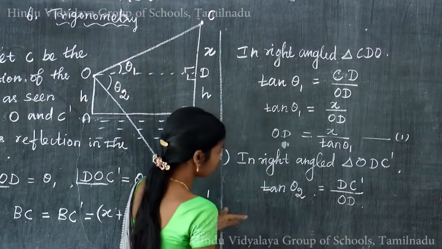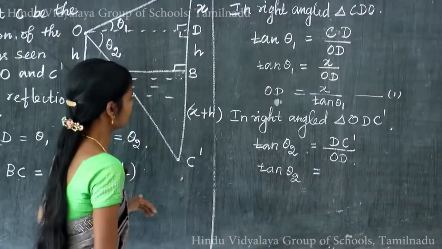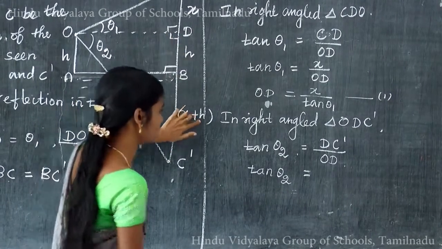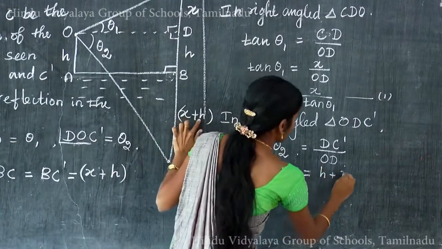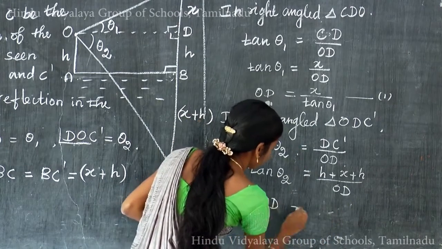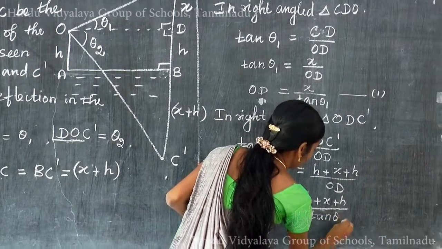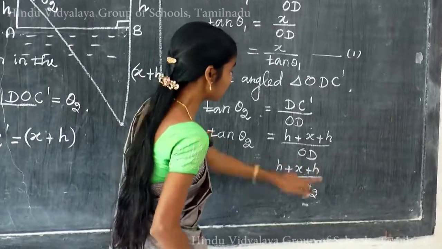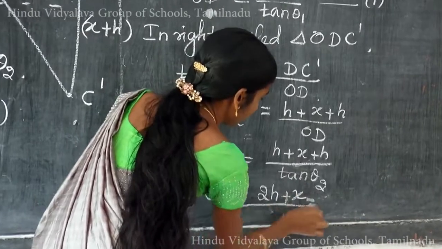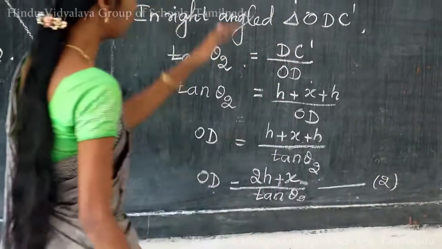Now substitute the values. Tan theta 2 is equal to, what is DC dash? DC dash, that is h plus x plus h, divided by OD. Cross multiply, OD is equal to h plus x plus h divided by tan theta 2. H plus h we get 2h. So OD is equal to 2h plus x divided by tan theta 2. This is equation 2.